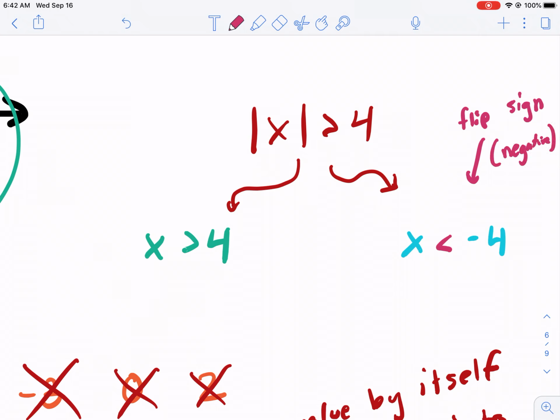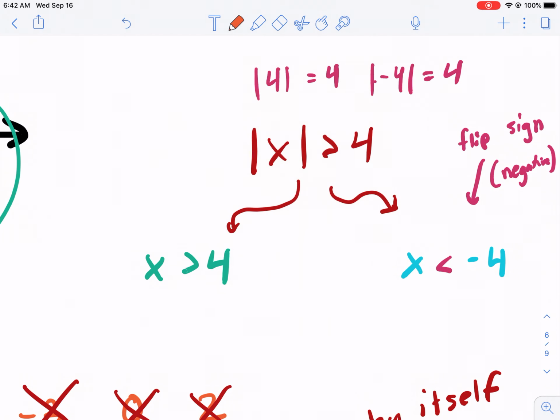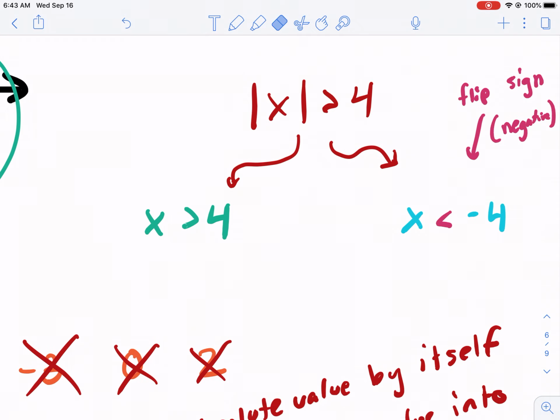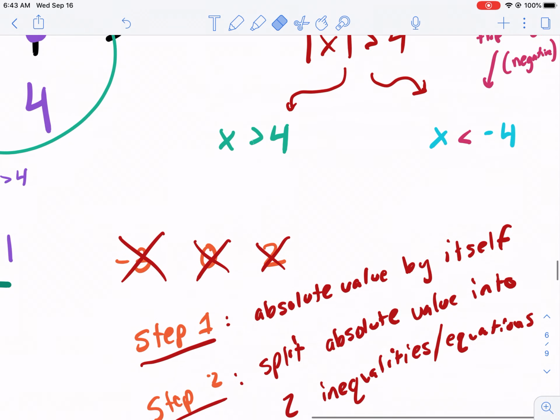Okay, so we have to split this into 2 branches. One is the obvious choice. It has to be bigger than 4. That's the first thing we said. The second is a little less obvious, but we have to incorporate the -4 in there because, remember, the absolute value of 4 is equal to 4, and the absolute value of -4 is also equal to 4. So we have 2 choices here. We incorporate both of them, 2 branches. We got to split it. And because we made it negative, we have to flip the sign with inequalities. That's one of our rules.